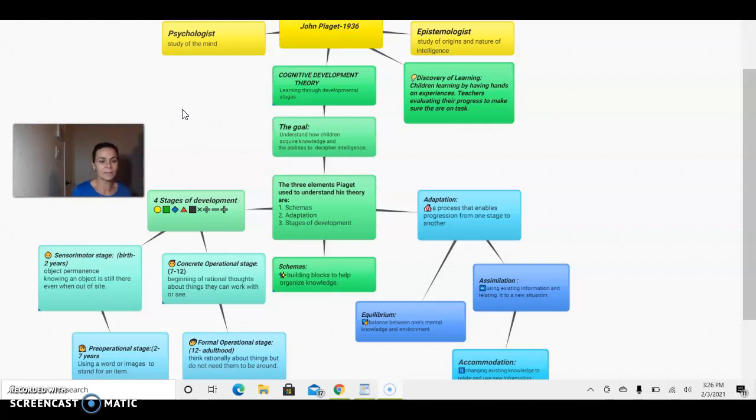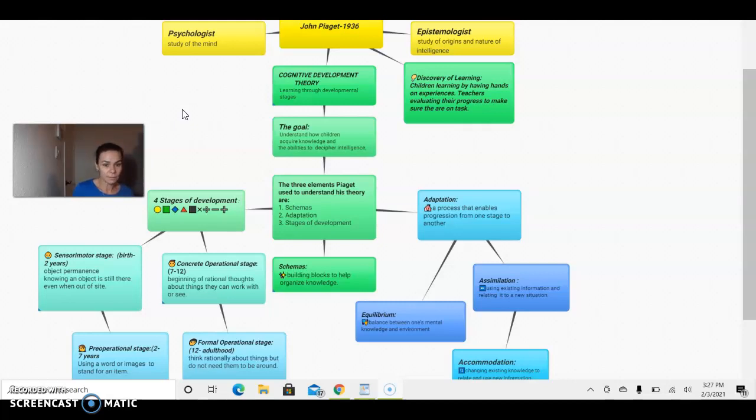The second stage is the pre-operational stage, and that's using a word or an image to stand for an item. They can start to play pretend in this stage, and their thinking is egocentric. It's all about them.